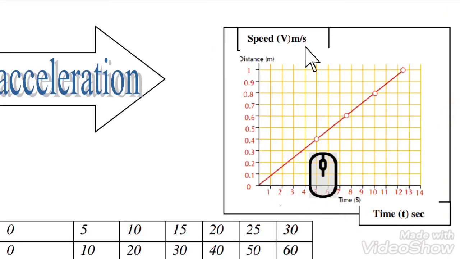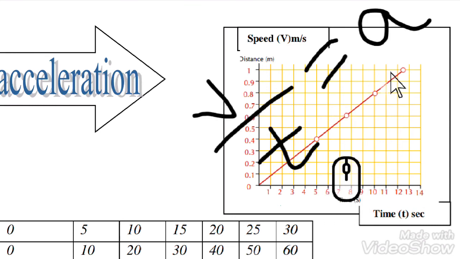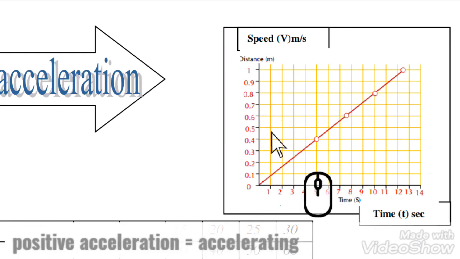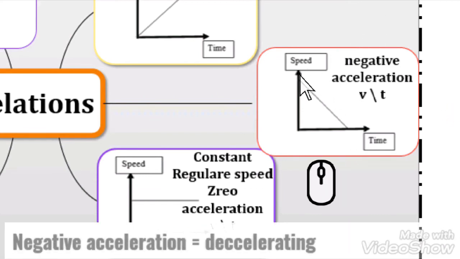Another kind of graph that we have: if we change the two axes to the speed and the time, we know that the speed over the time represents the acceleration. But what kind of acceleration do we have? It depends on the slope or the line. If the line or the slope starts from the origin point and rises, we have the positive acceleration. And if the line or the slope is in the opposite direction, we have the negative acceleration.